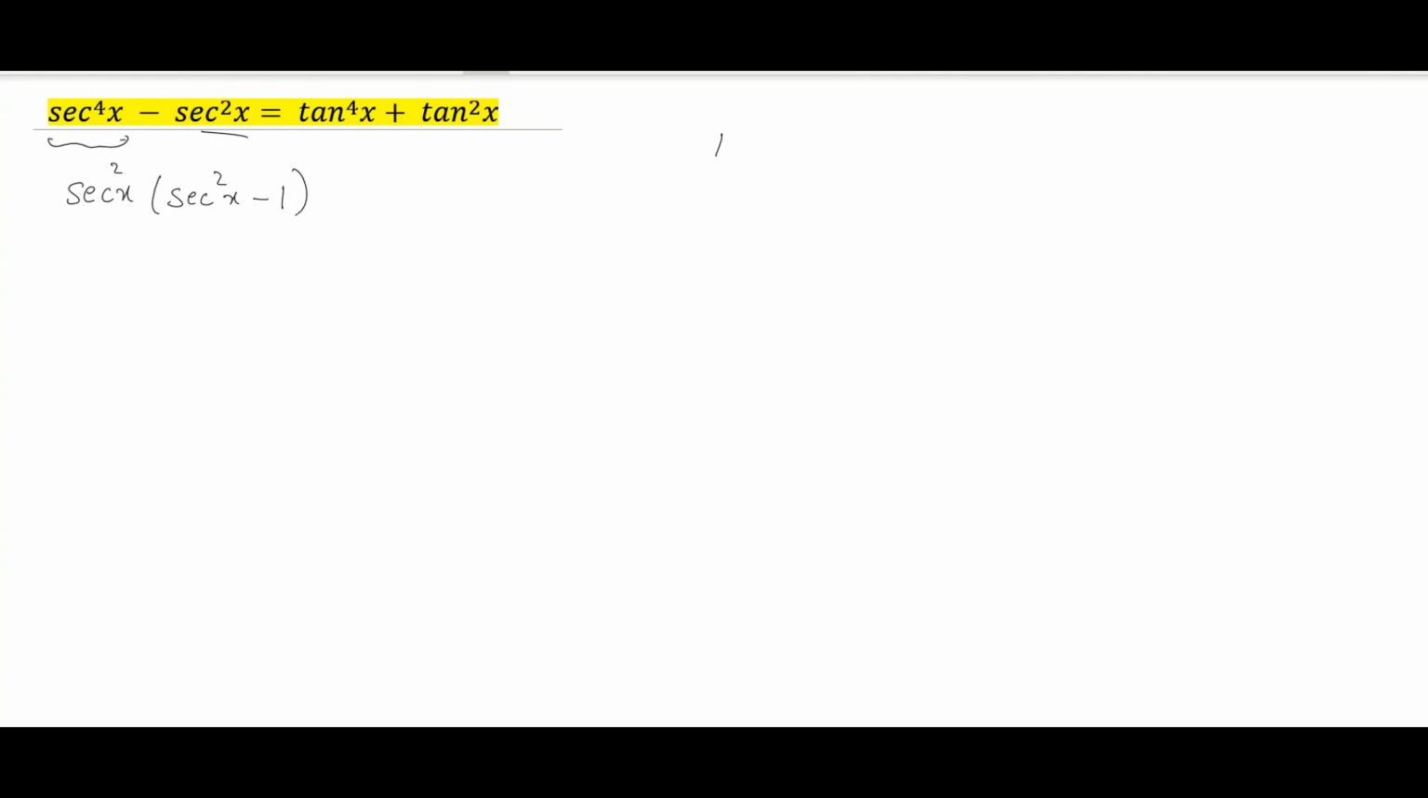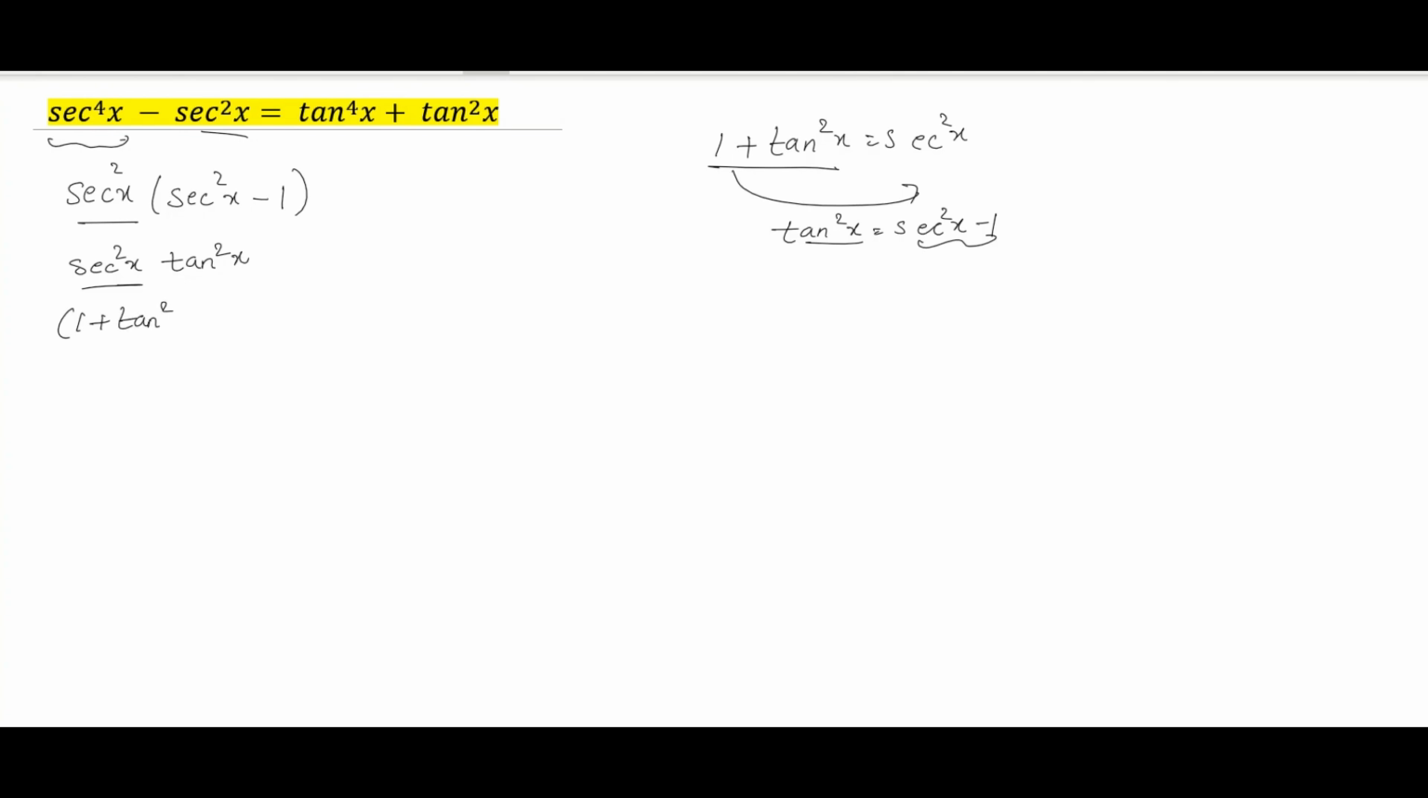So we know the identity 1 plus tan square x is equal to secant square x. Here if we rearrange this, what happens? Take 1 to the other side. That makes tan square x is equal to secant square x minus 1. So in place of this, we can substitute tan square x. So here we will have secant square x into tan square x. Now in place of secant square, we will just substitute 1 plus tan square. That leaves 1 plus tan square x into tan square x.